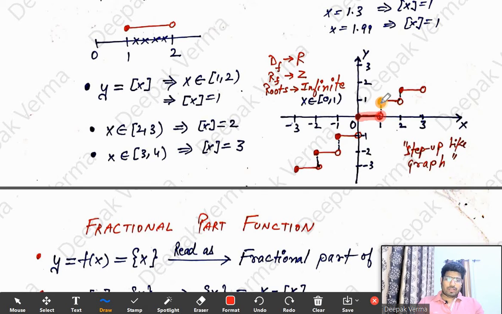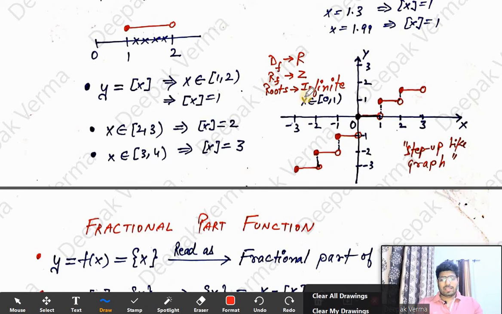Got it? So 1 to 2, 2 is not included here, but 2 is included here. So the whole x-axis is covered. Therefore the domain is what? R. Got it? Now if I talk about range, what is it? Graphically, range is the portion covered by the graph on the y-axis.